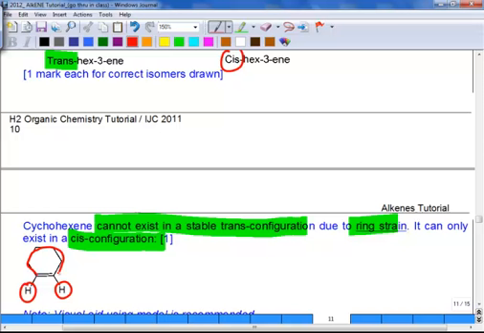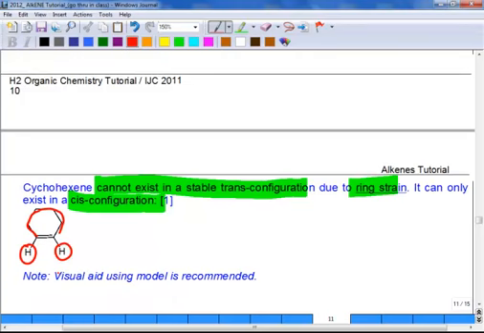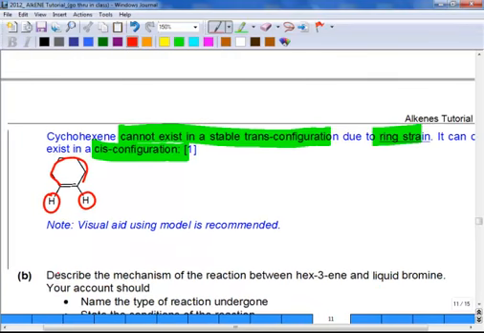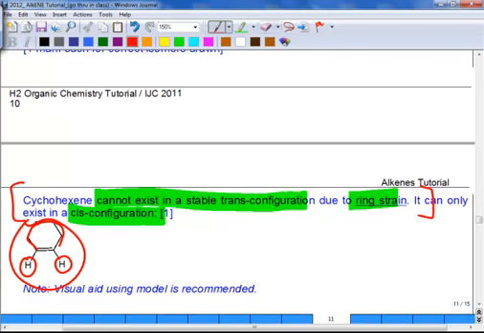You can imagine like a chain to the table. If you want to flip this part over, this part will restrict you from flipping it to the other side, right? So ring strain. Is it okay? So I move on to 7B. This one you don't need to draw, but you need to show this answer. It can only exist in a cis configuration.